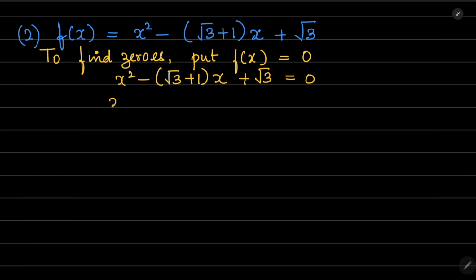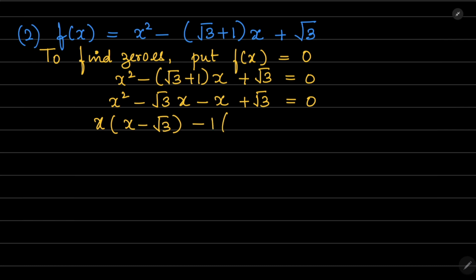Okay, so open the bracket. What do you get? X square minus root 3x minus x plus root 3 equal to 0. Take x common out. You'll have x minus root 3. Again minus 1 common out. X minus root 3 equal to 0. So x minus root 3 is common. And what is left is x minus 1 equal to 0.